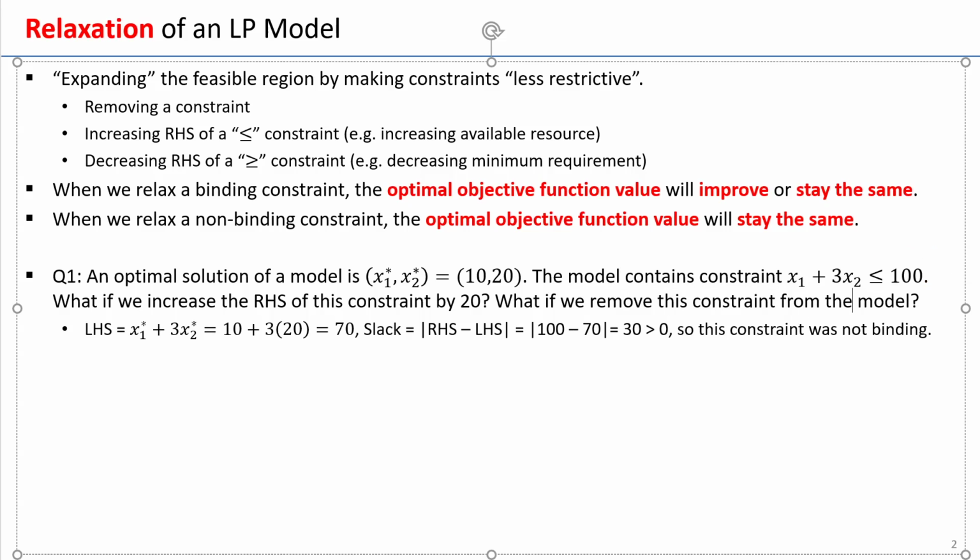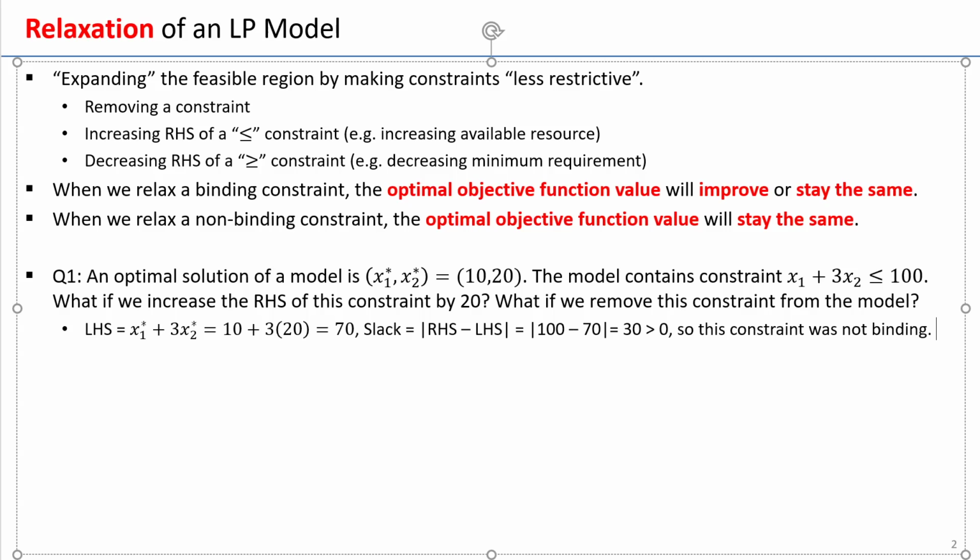And removing the constraint is relaxing it even more, right? It's like saying this 100 is now increased to plus infinity. It can be anything, right? The number of used resources is not limited to 100 or 120. It's not limited at all, so the maximum limit is infinity.